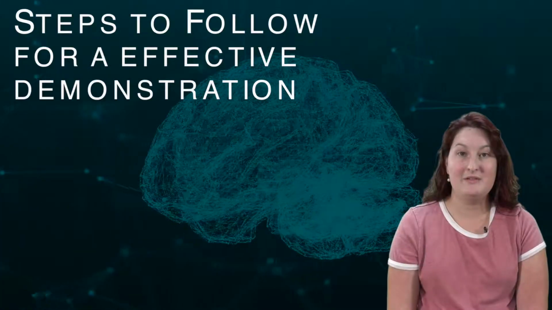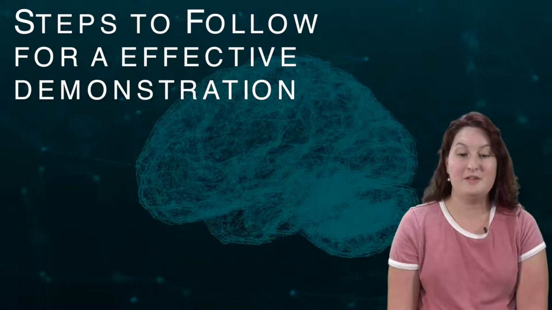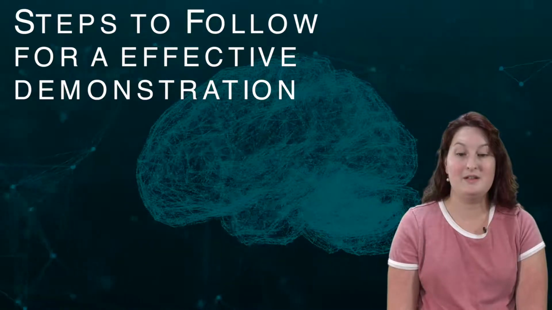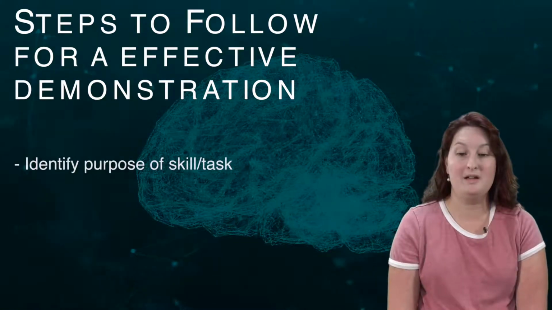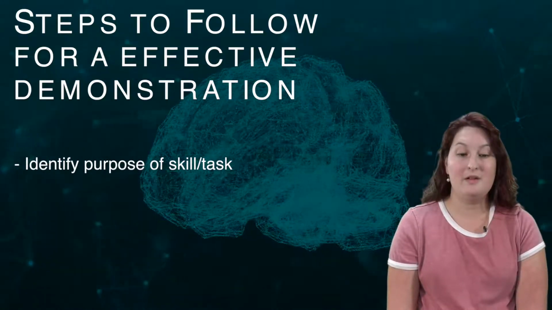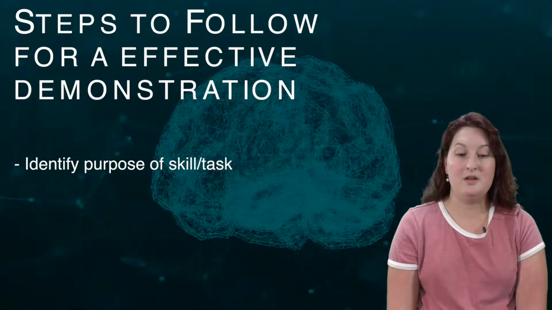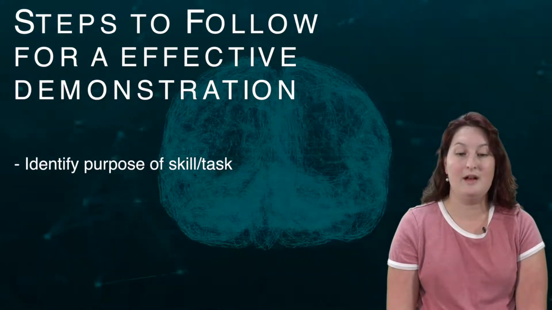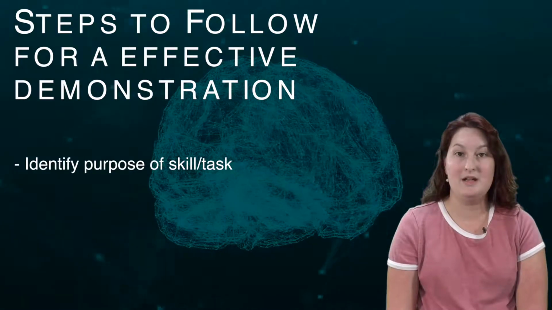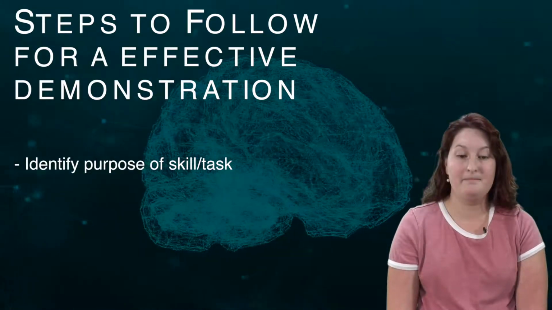In order to produce an effective demonstration, the teacher should first explain to the learners the purpose of the skill or task that will be demonstrated and why it is important. This will help to identify the learner's affective domain of learning, illustrating why they should be motivated to learn how to perform the task. Why is the task worth it to learn to the learner?